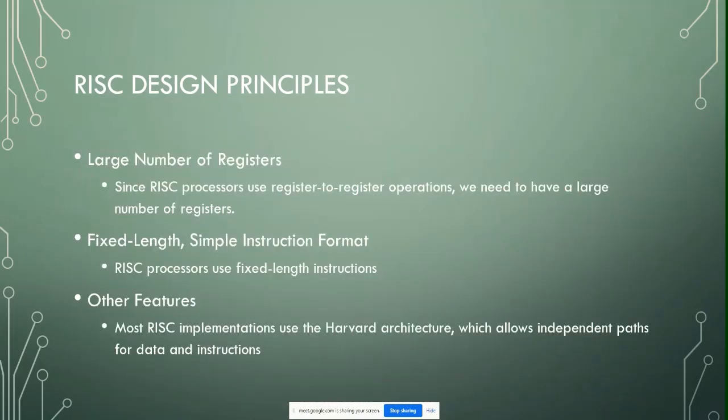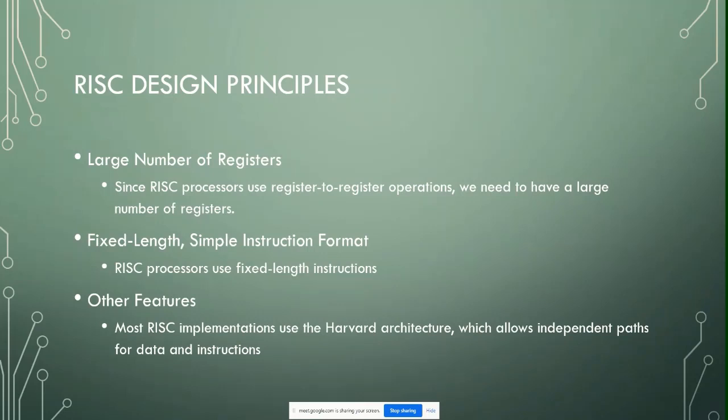So the fourth one is a large number of registers. Of course, the RISC processor requires comparatively more registers, because most of the operations operate register to register. That's why we need more registers compared to the CISC processor, because the CISC processor uses memory to memory most of the time. That's why it requires fewer, but RISC requires more, and they have more registers.